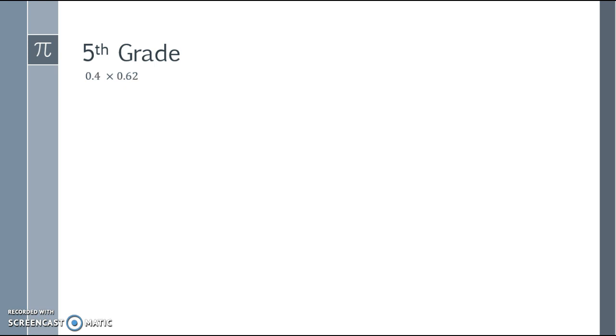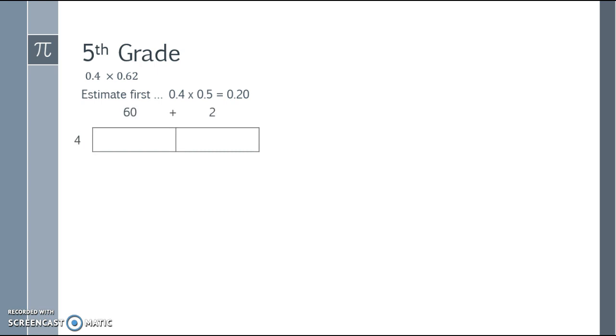Let's try 4/10 times 62/100ths. Let's estimate first. Let's take 4/10 times 5/10. Using the model from the previous example, we would see that we would end up with 20 hundredths. So our answer should be about 20 hundredths. So let's use the same area model that we used earlier. I want to take 4 times 60 plus 2. So notice I'm just dropping the decimal, ignoring it completely.